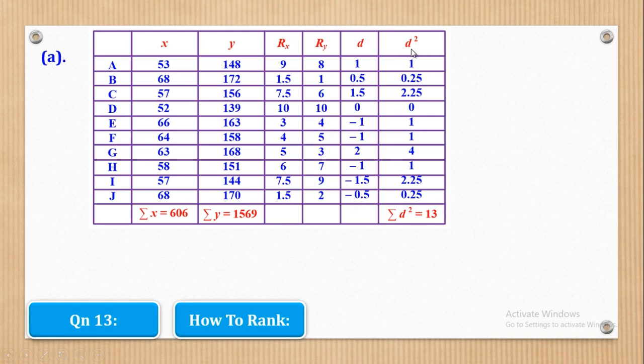Now D squared means you are going to square these values. So 1 squared is this, and so on for each value. Now after that, you are also going to sum up all these values to get the summation of D squared, which will be 13. So this table is very important in all the parts we are going to answer in this question.